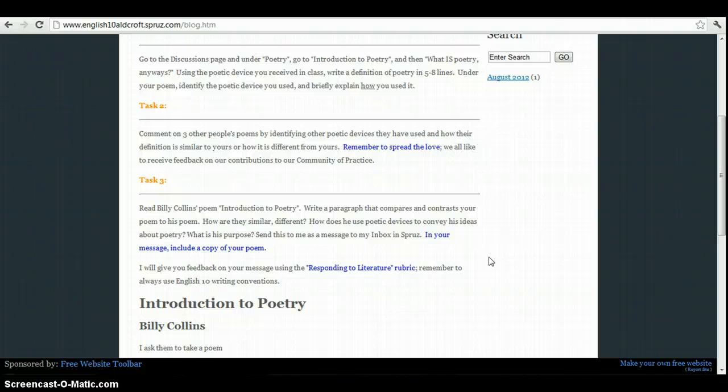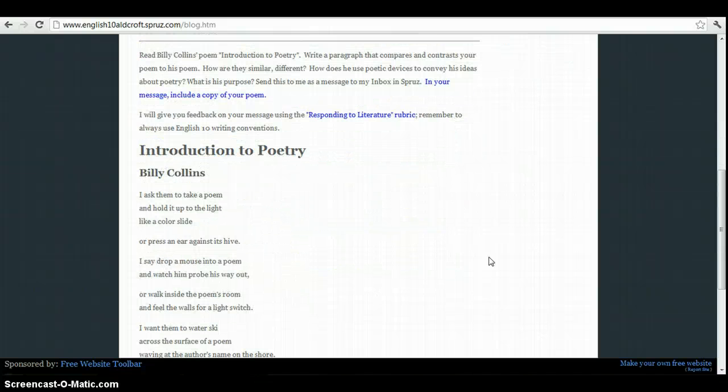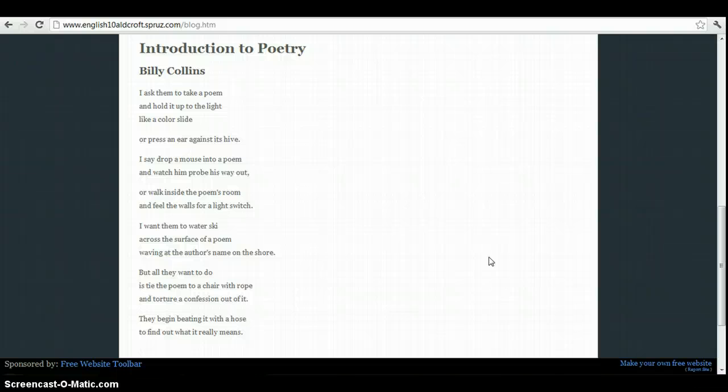I will give them feedback on their message using the Responding to Literature rubric that we have already used in previous literature units, but of course this is a somewhat formal composition and they need to remember to always use English 10 writing conventions. So, Introduction to Poetry by Billy Collins.